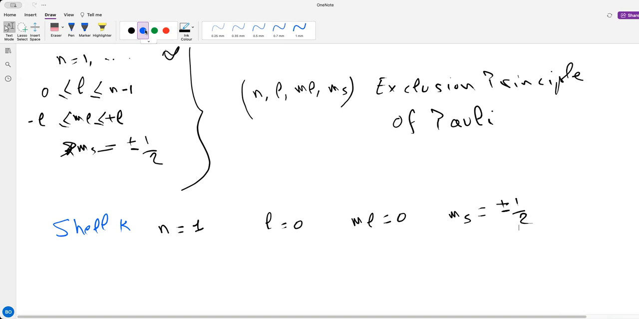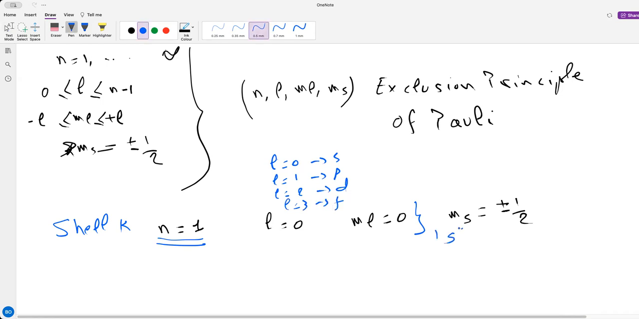Now, what is the subshell here? We know that the subshell takes the principal quantum number and the letter that goes with L. When L equals 0, we call it s; L equal 1, p; L equal 2, d; and L equal 3, f. So in this case, I have 1s, and since I have 2 electrons, this is 1s^2.